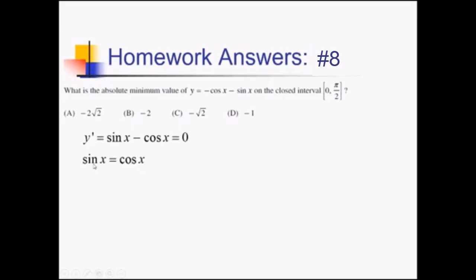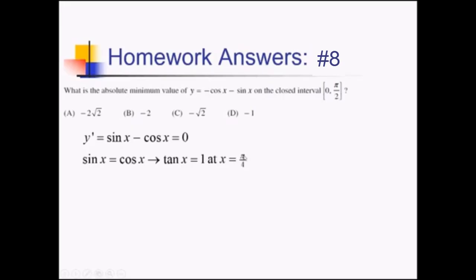That's going to be tan of x on the left side and just 1 on the right side. And we know that tan of x has a value of 1 at an infinite number of places, but pi over 4, 45 degrees in the first quadrant, is all we care about, because if you look at this interval here, they said 0 to pi over 2, so that is the first quadrant. So there's our lone critical value for this problem.